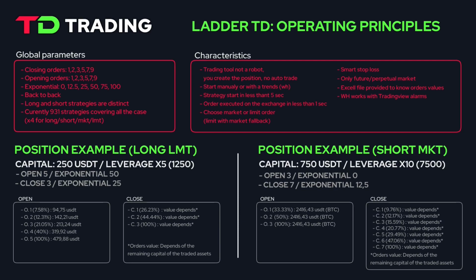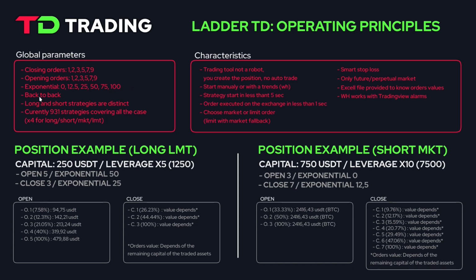With this tool, you will trade with opening and closing orders. You can choose the number when opening and closing and the exponential value. For the global parameters, you have up to 9 closing orders or opening orders. So 1, 2, 3, 5, 7 or 9. For the exponential: no exponential, 12.5, 25, 50%, 75% or 100%. That's the difference between the orders.